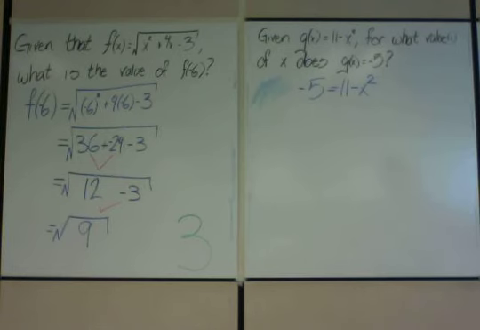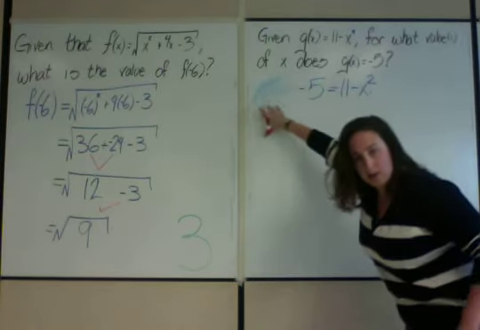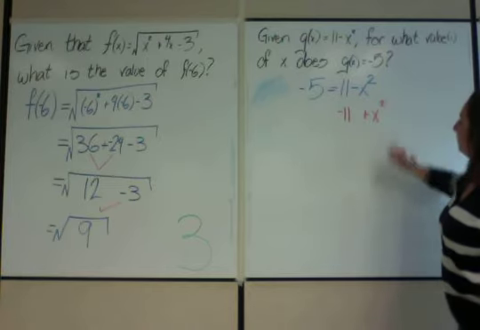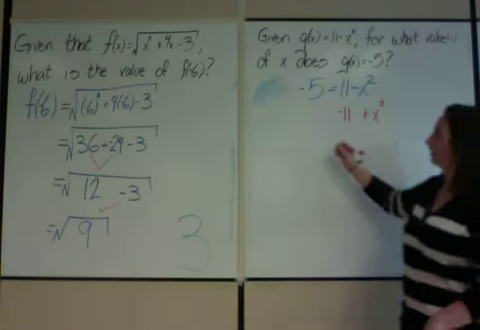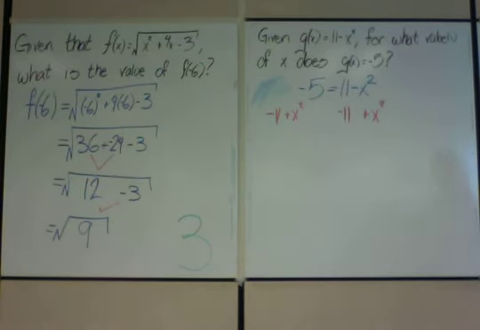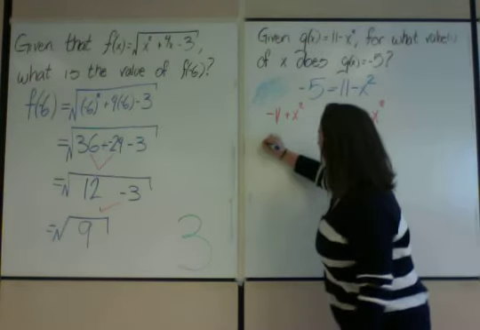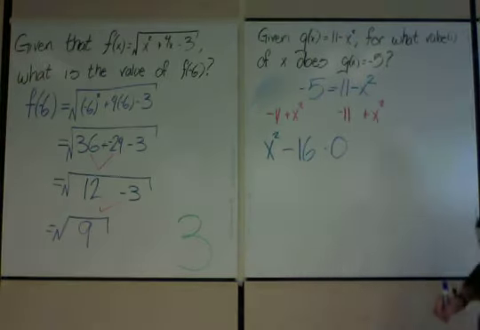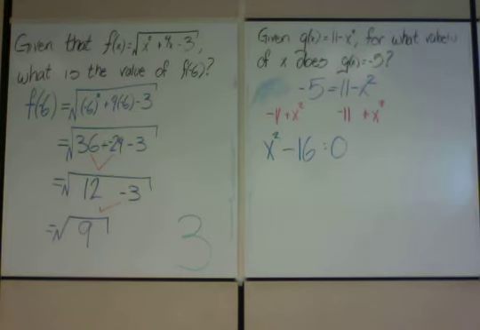What I want to do, because I think it's going to make things a little bit easier moving forward, may not seem like it right away, but in a hot second I'm sure you guys will see it. I want to move everything from the right over to the left over here. So, going to subtract 11, going to add x squared, and whatever I do to one side, have to do to the other. What that's going to do is it's going to let me say, okay, x squared minus 16 equals 0.